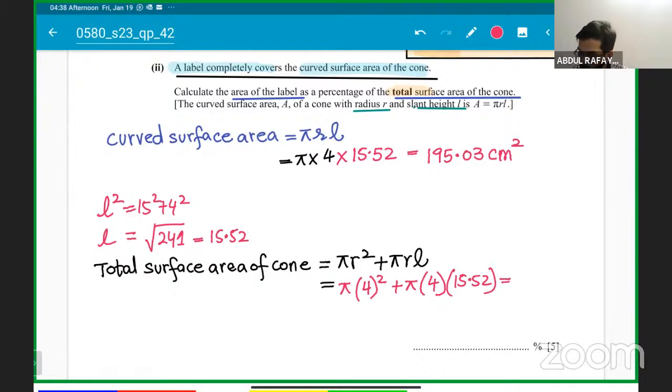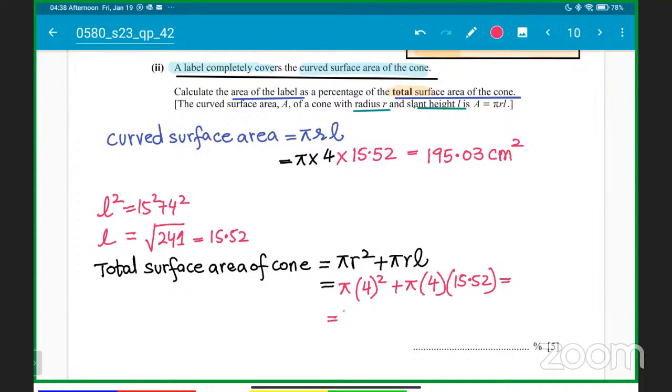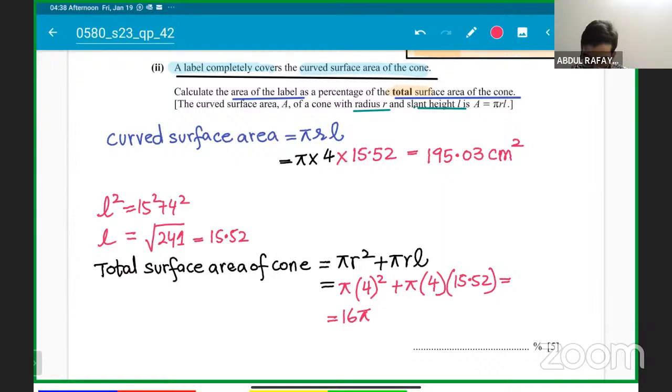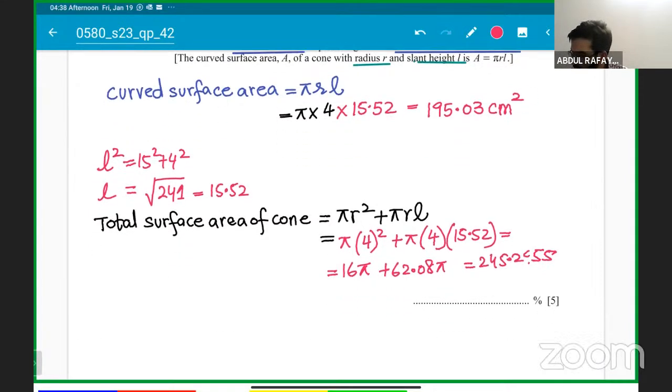Make sure you do it together in the calculator. So this was basically pi r square, pi into the radius, or you can say 16 pi, plus pi and 15.52 into 4, that is basically 62.08 pi. Okay. So 16 pi plus 62.08 pi, and I am getting that as 245.2955. The total answer is 245.2955. And we'll give the answer to one decimal place or three significant figures.